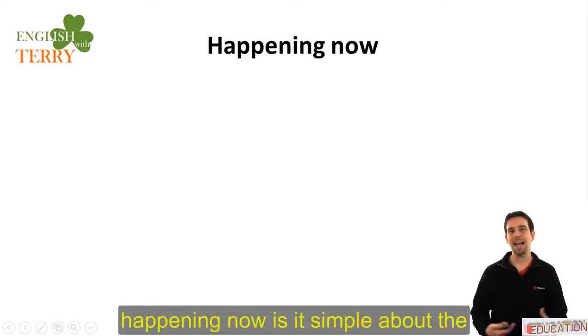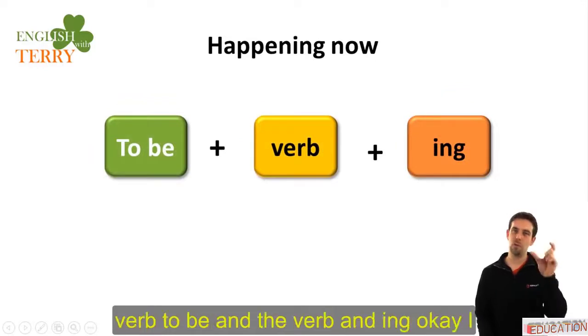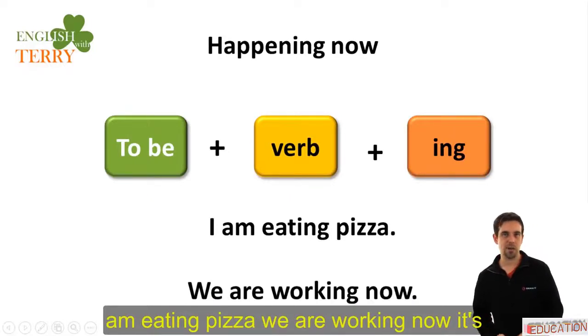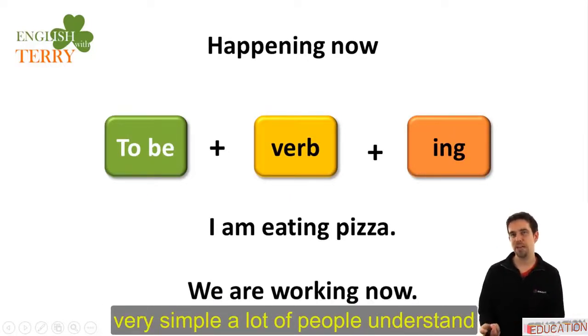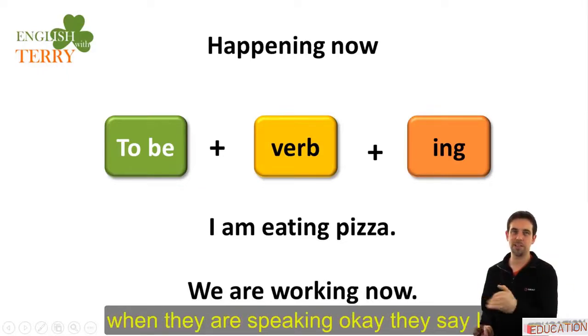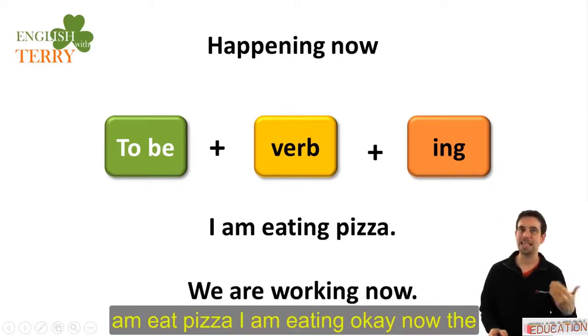Happens every day. Happening now is simple: the verb to be and the verb plus ing, okay? I am eating pizza. We are working now. It's very simple. A lot of people understand this, but a lot of people forget the ing when they are speaking, okay? They say, I am eat pizza. So, I am eating, okay?